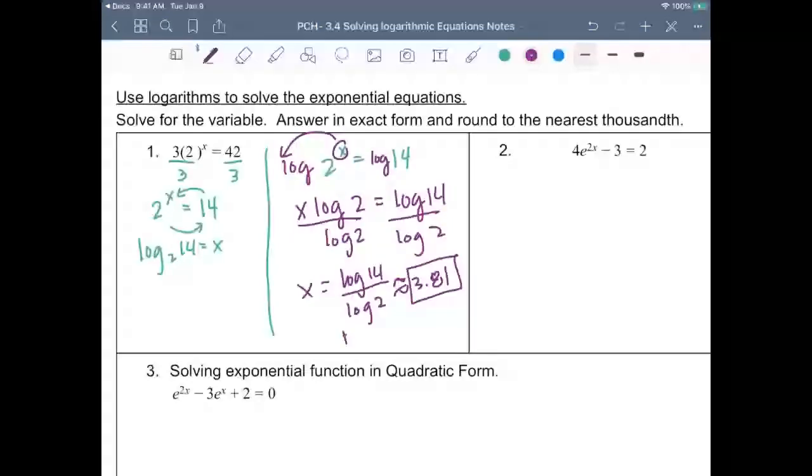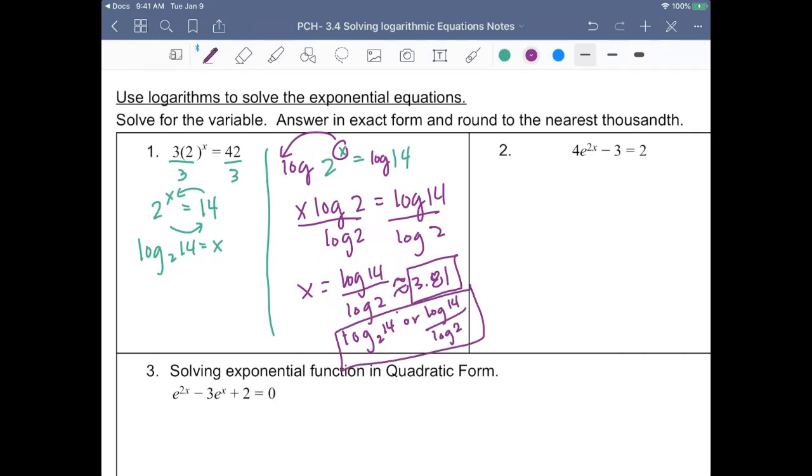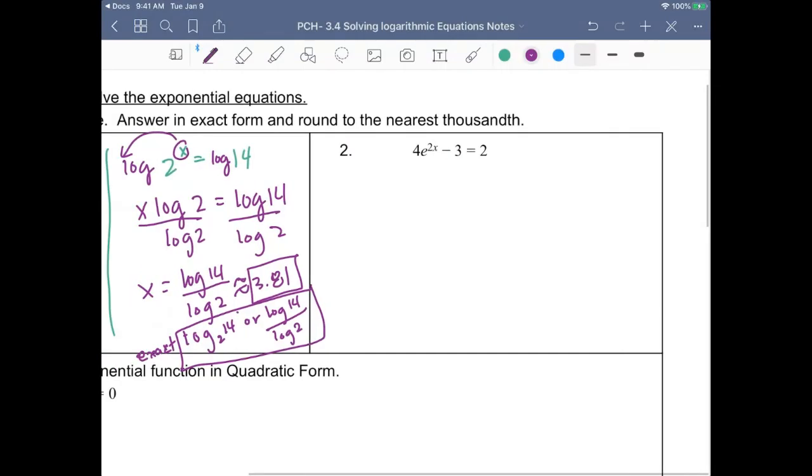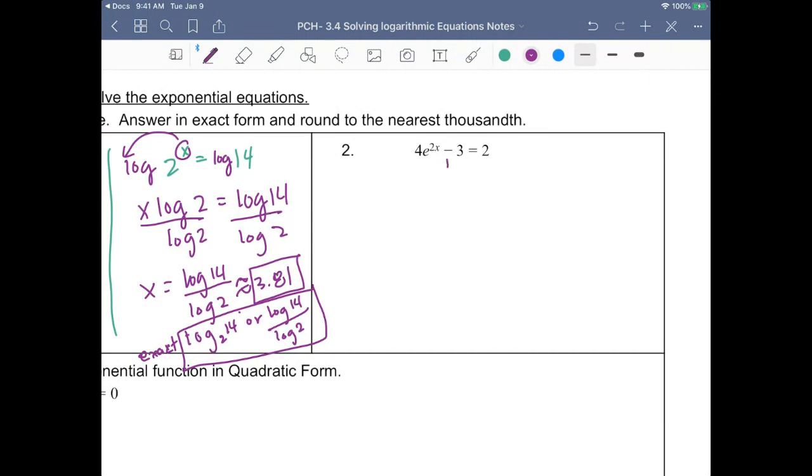Log base 2 of 14, or log 14 over log 2, is my exact answer. Exact. All right, next, we're going to add 3 to both sides.